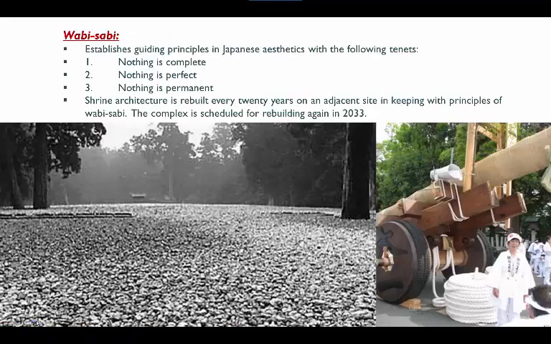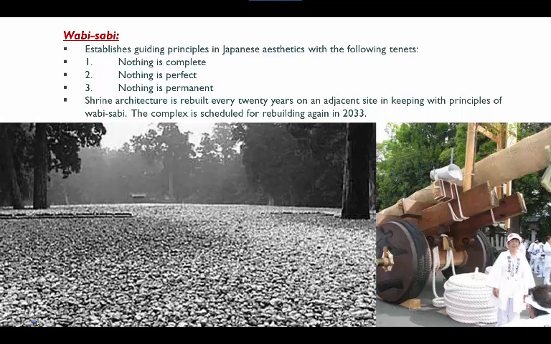So let's look at this example of the guiding principles of the aesthetics of this complex. One thing that comes up often in Japanese aesthetics, whether it's architecture or art or craftsmanship, is this idea of wabi-sabi. And wabi-sabi states that nothing is perfect. And again, this is almost the complete opposite of what we see in classical Western architecture, where this idea of order and perfection flows throughout Greek antiquity and Roman antiquity, and even into modern buildings where the ideal is to be extremely ordered.